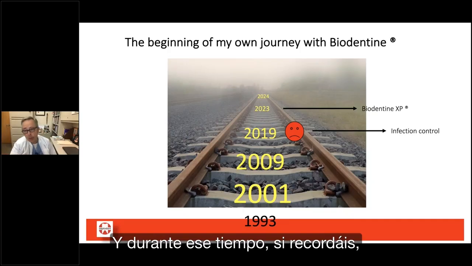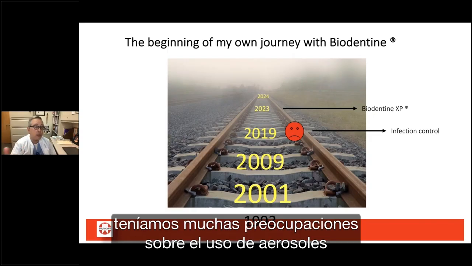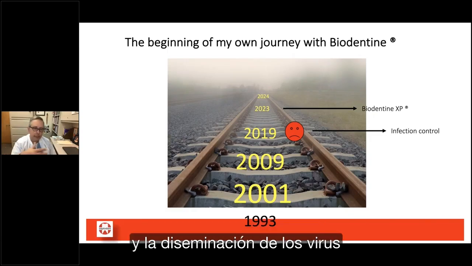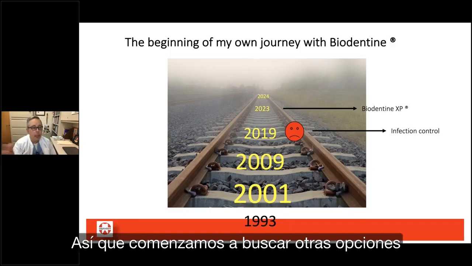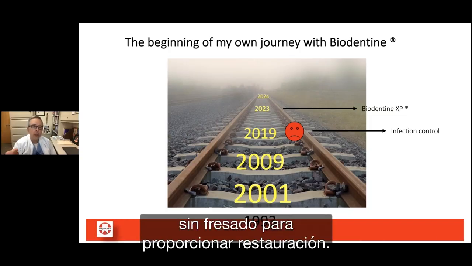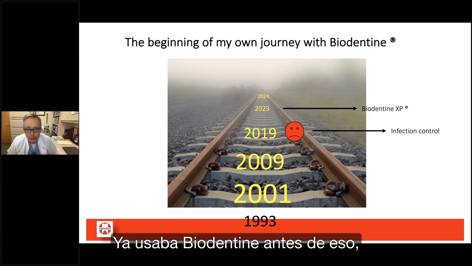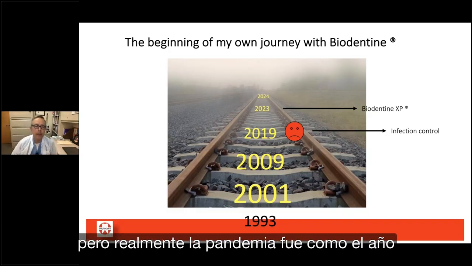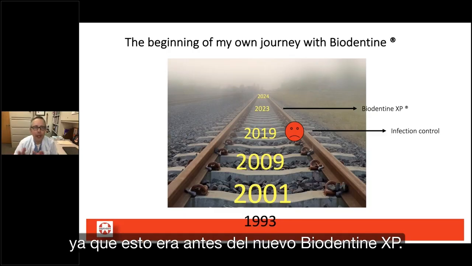And during that time of COVID, we collectively, as dentists, had a lot of concerns about the use of high speed and low speed, the aerosols, and the dissemination of the virus in the room and everything else. So we started to look at other non-restorative, no-drilling options for providing restoration. So I started to use a lot of Biodentine. I was using Biodentine before that, but the pandemic was the year that I really started to master the technique, which was before the new Biodentine XP.